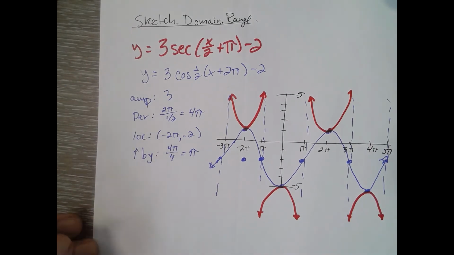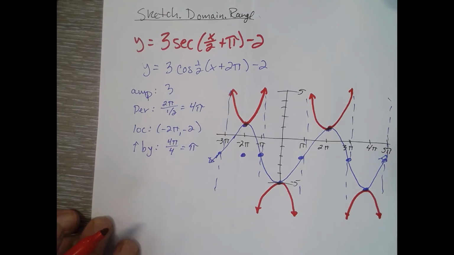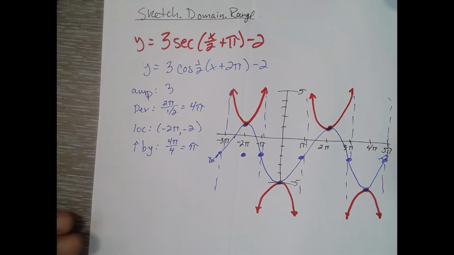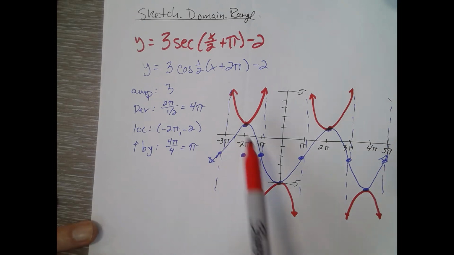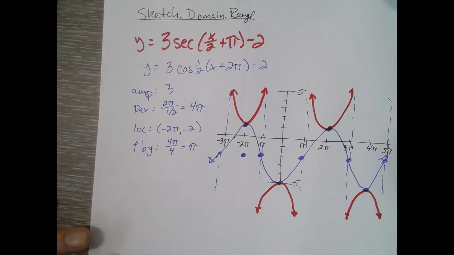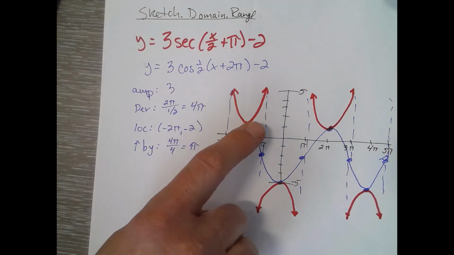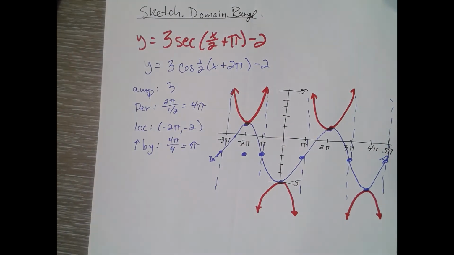Alright, questions on that? So most of the work is just graphing the cosine. For you, without different colors, you probably did a dashed line there. You could use different colors. I'd recommend you use different colors. Okay, so now see if you can figure out the domain and range of the secant graph.